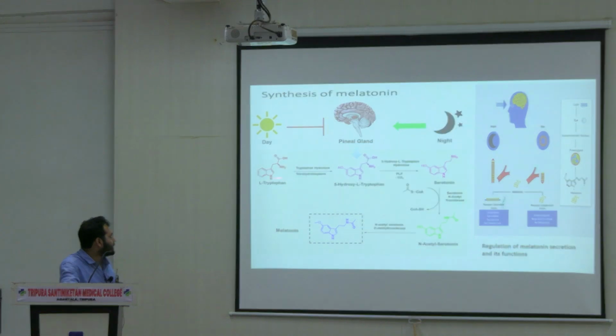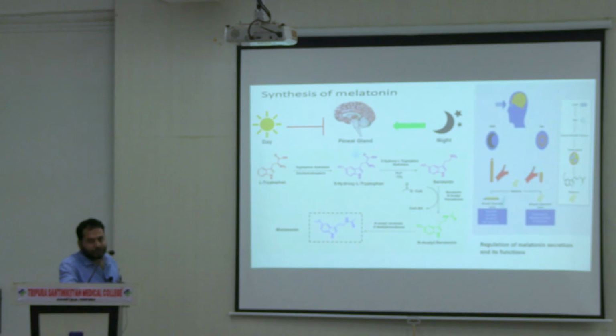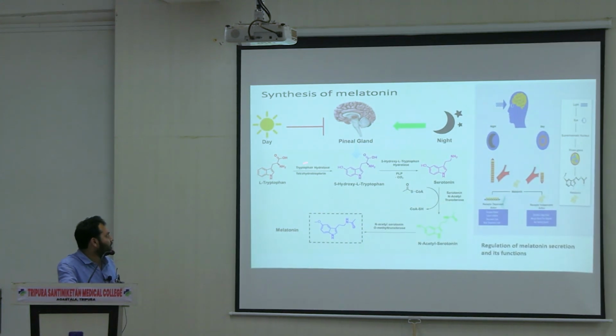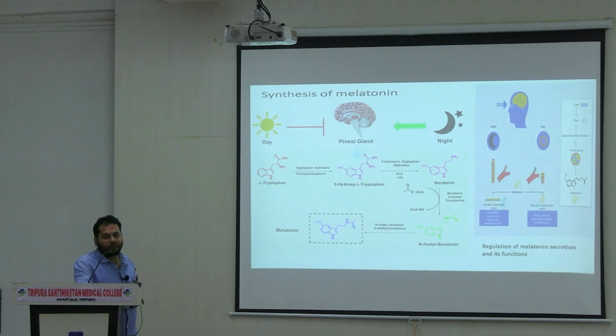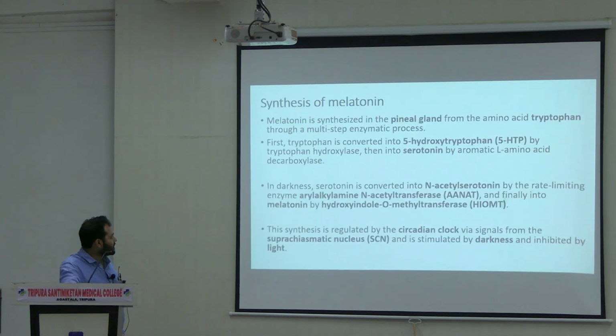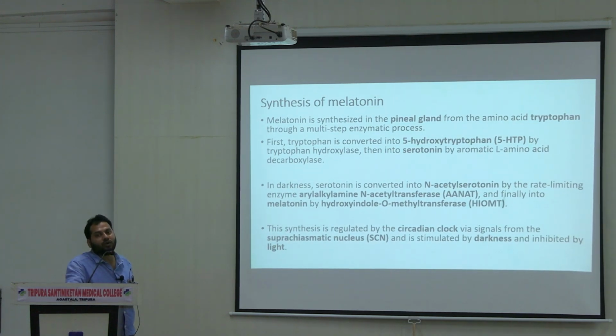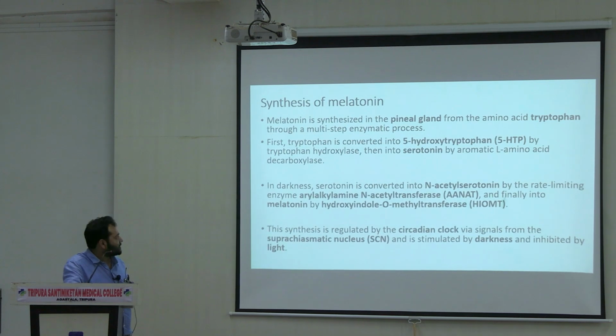So you can see this was the tryptophan. At the initial reactions, it is converted into 5-hydroxytryptophan, and this reaction is catalyzed by a specific type of enzyme, that is tryptophan hydroxylase. Now see, after that, certain conditions affect the synthesis of this melatonin hormone, or certain conditions affect the overall pathway of synthesis.